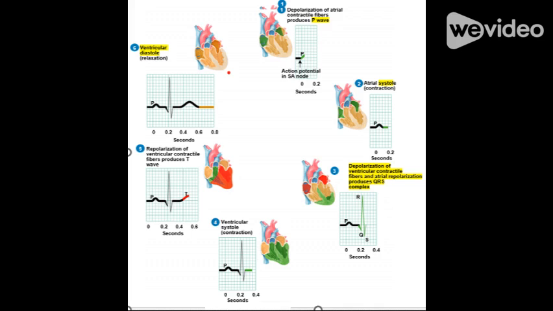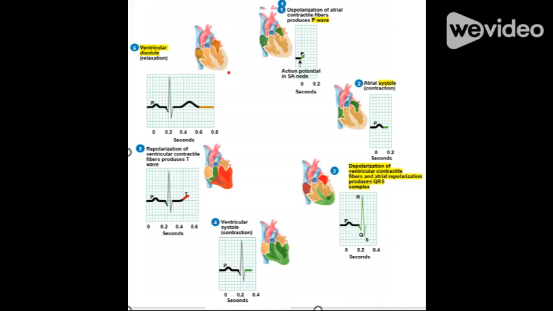In phase 3, the QRS wave represents ventricular depolarization and repolarization of the atrium. This complex will always consist of the Q, R, and S wave and occur rapidly. In phase 4, ventricular systole occurs. The ventricles contract shortly after the QRS complex appears and continues during the ST segment. In phase 5, repolarization of ventricle contractile fibers begins, producing the T wave.